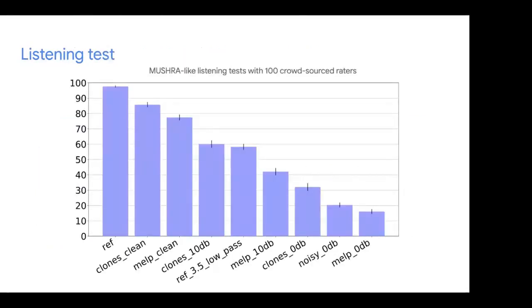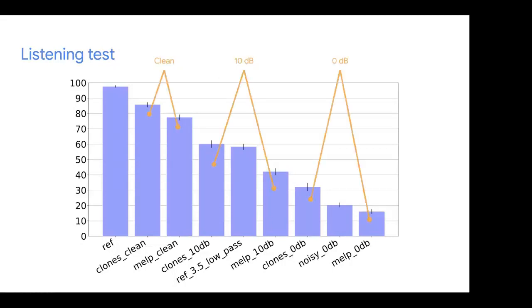Again, the listening tests are the most interesting thing. So again, crowdsourced raters. The best thing to compare here is, so we have clean conditions, 10 dB signal to noise ratio and 0 dB signal to noise ratio for the street and cafe noise and stuff that we took from Freesound. So let's start at the clean one.